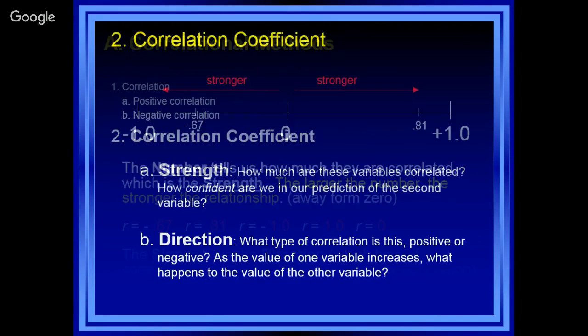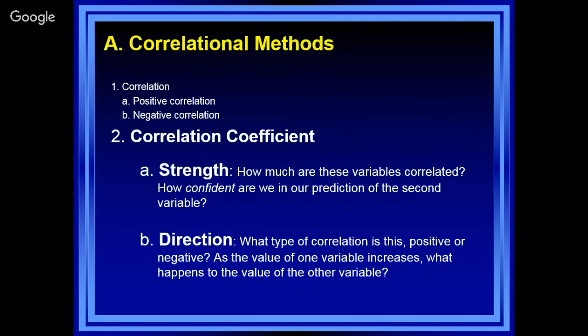Direction, let me just peek ahead real quick. Direction tells us about what type of correlation this is, positive or negative. So as the value of one increases, what happens to the other one? If it's a positive correlation, if the value of one variable increases, the other one will also increase. And if it goes down, the other will also go down. If it's a negative correlation, you know that as one goes up, the other is going to go down. And it doesn't matter which one you start with, the other one's going to go in the opposite direction if they are indeed negatively correlated.